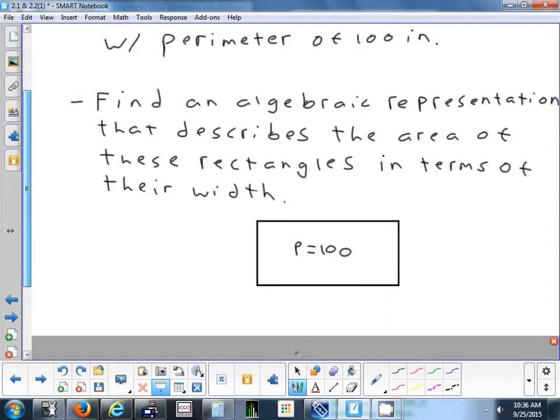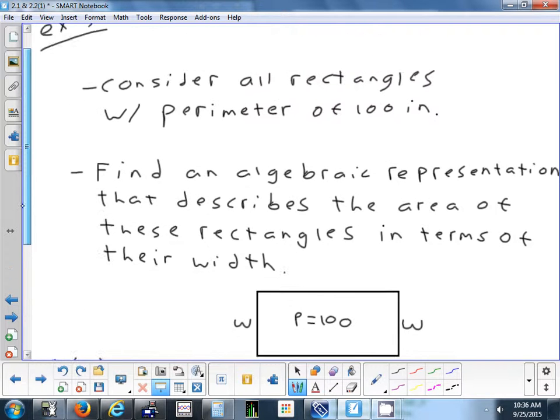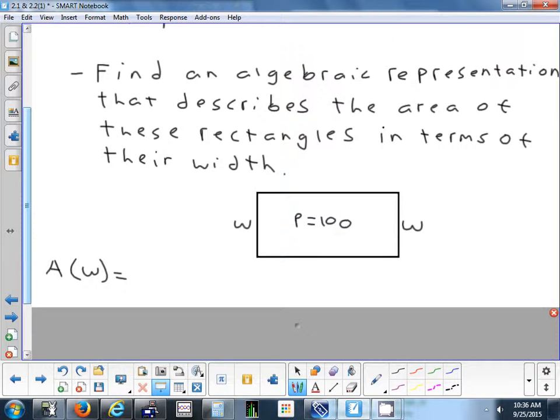Keep in mind the goal. We're trying to find the area as a function of width. Well, there's my width. There's my width. So let's pretend we have 100 inches of material to build this rectangle. And we've used W on the left and we've used W on the right. So far we've used up 2W. That's how much material we've used up out of 100 inches. So we started with 100 inches and we've used up 2W. That's the amount of material we have left.